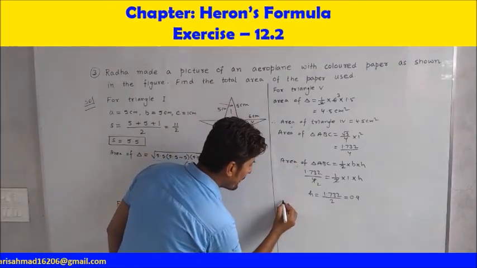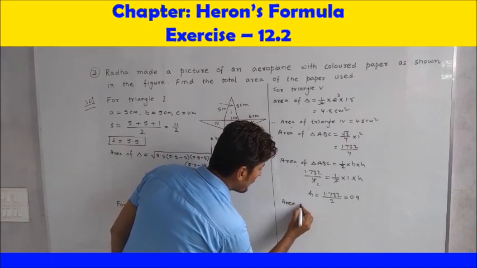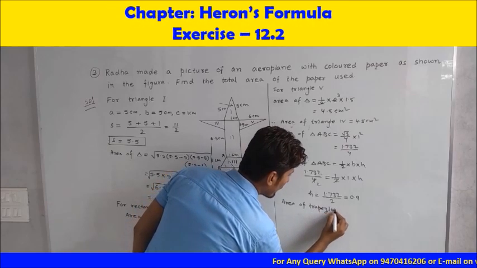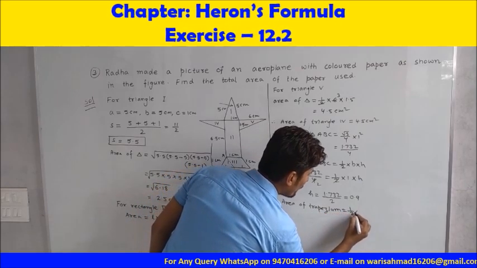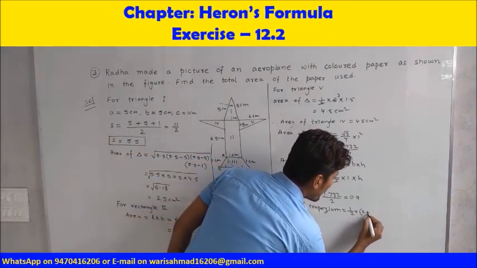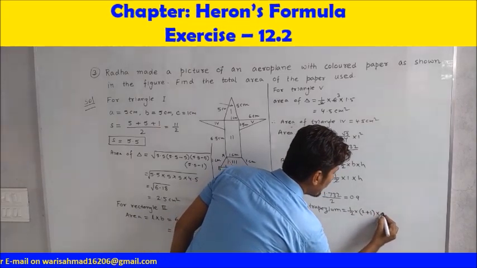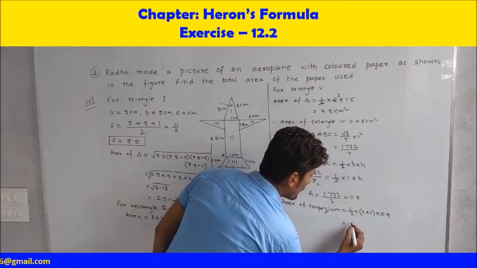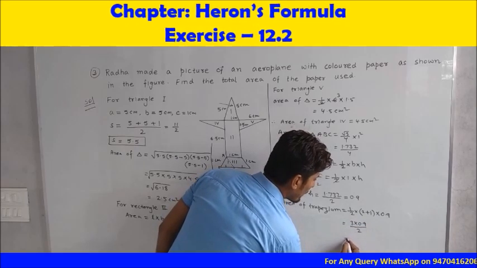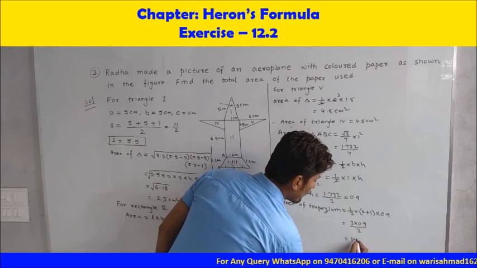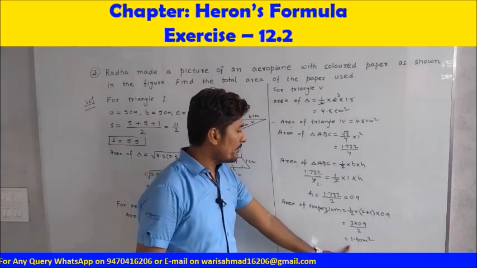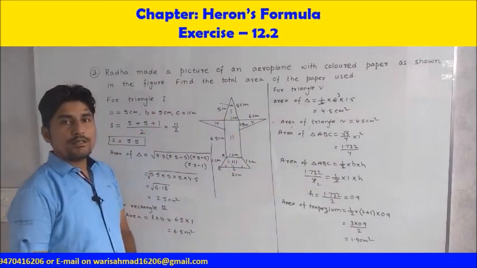After that we will find the area of trapezium. Area of trapezium equals 1 upon 2 into sum of parallel sides, means 2 plus 1, multiplied by the distance between them, 0.9. So here we can write 3 into 0.9 upon 2. Now again we will take the approximate value, that is equal to 1.4 centimeter square.